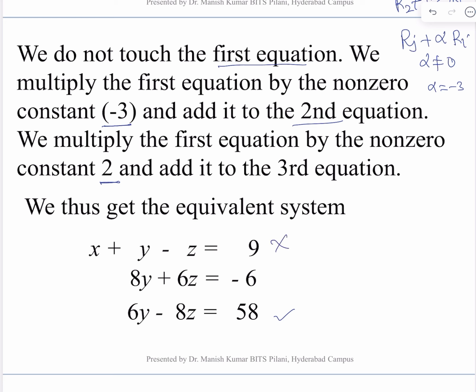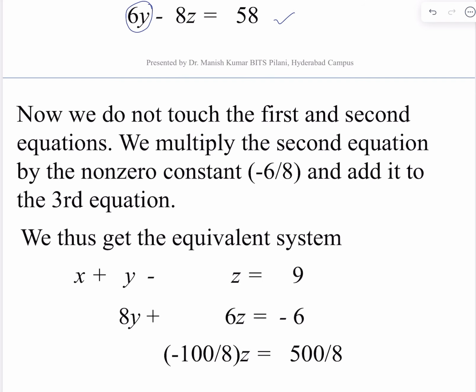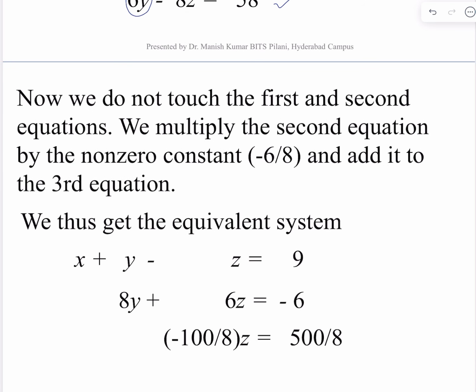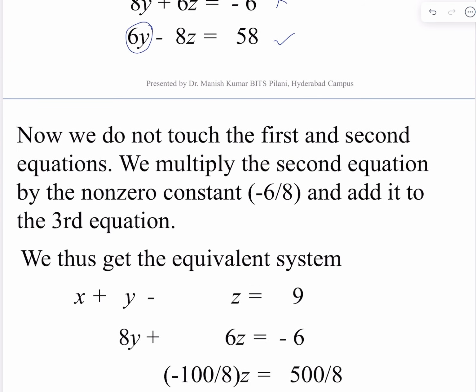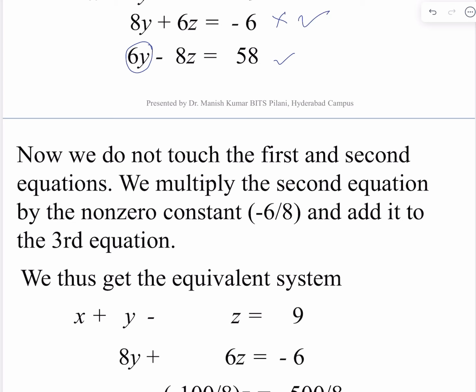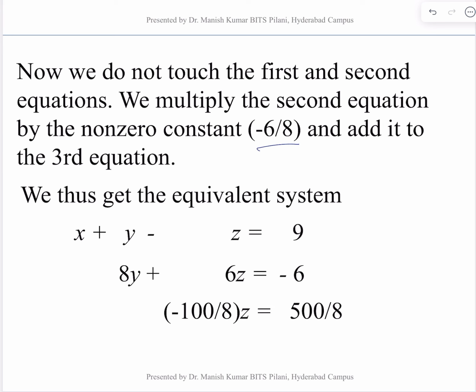Now we won't touch equation 1, we won't touch equation 2, and we will touch equation 3 to get rid of the y value, right? So how do we get rid of the y value? We will get rid of the y value after multiplying the second equation by -6/8 and adding it to the third equation. So we will get the value of z.